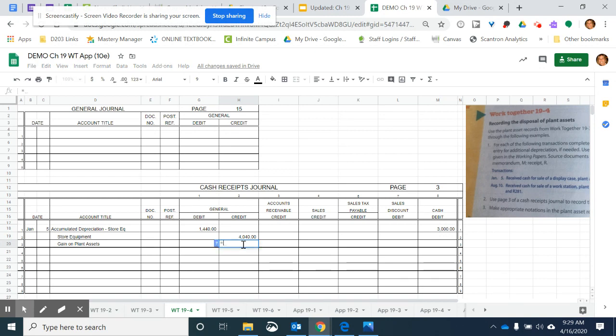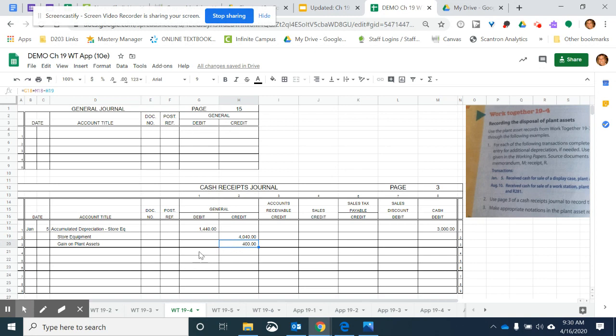So we're going to add up our debits, the 1440, which indicated the amount of depreciation that was incurred. We're going to add up the cash with that, and we're going to subtract out the original value that we paid for it. And we've got a credit or a gain on plant assets of $400. This will be reflected as revenue, which is correct because it's in the credit column and it's an owner's equity account.